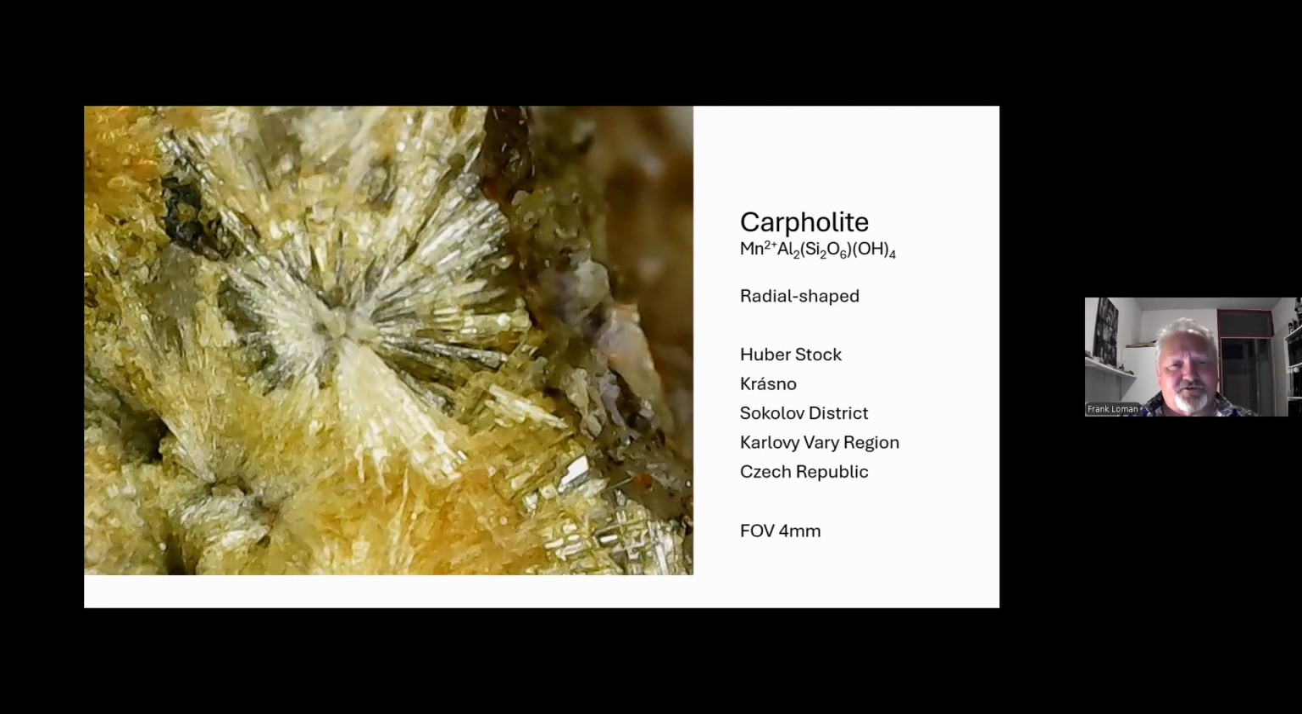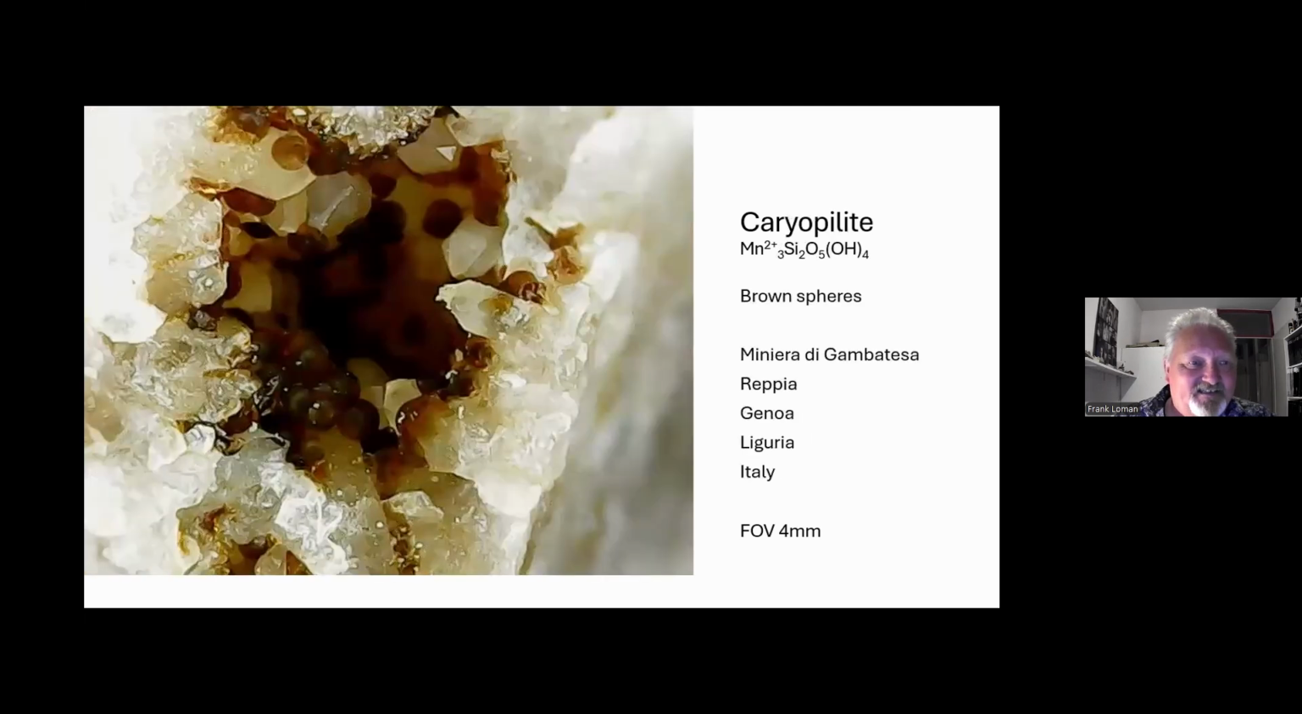These are radial-shaped crystals from a carbonate and manganese aluminium silicate, also from the Czech Republic, but this comes from the Huber stock. The next mineral is caryopilite, and they also form brown spheres in a cavity here with quartz crystals from the Gambardella mine in Liguria in Italy.